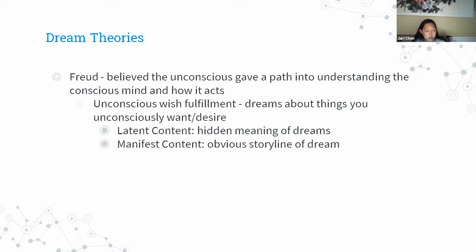So in these dreams, there's latent content, which is the hidden meaning of a dream, and manifest content, which is the obvious storyline. So, for example, if I had a dream about falling, the manifest content would just be I'm falling. But the latent content may be like, oh, you're scared of losing control, or something like that. This is just an example of latent and manifest content.